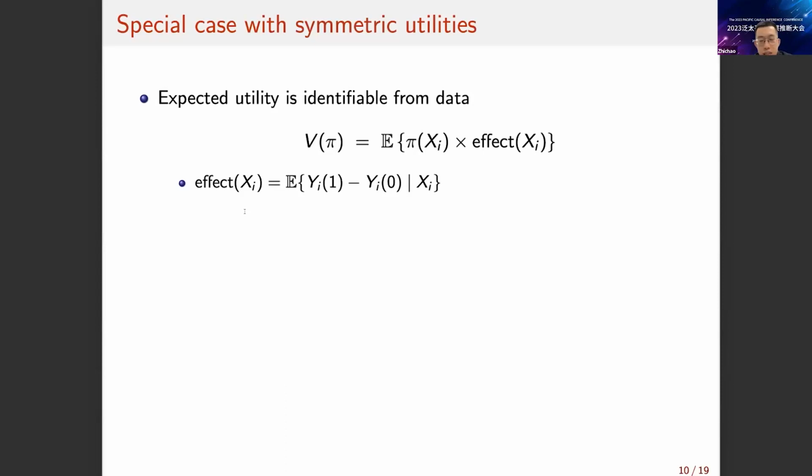And this effect x is the conditional average treatment effect, and it's identifiable under the confoundedness assumption. From this expression, we can see that to maximize this v pi, we only need to assign pi x to be 1 if effect x is non-negative, and assign pi x to be 0 with negative effect x. This leads to the optimal policy in the symmetric case, denoted by pi sim here. It assigns the treatment condition to the subgroups with non-negative conditional average treatment effects.